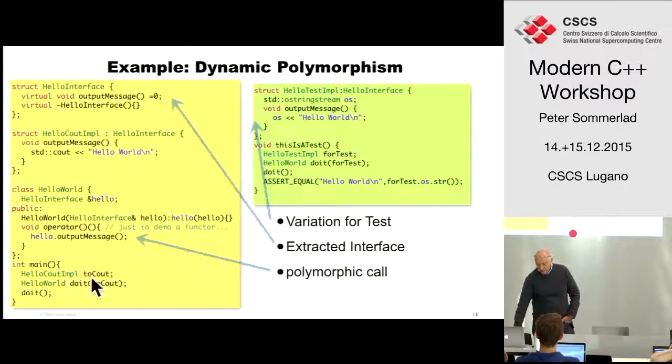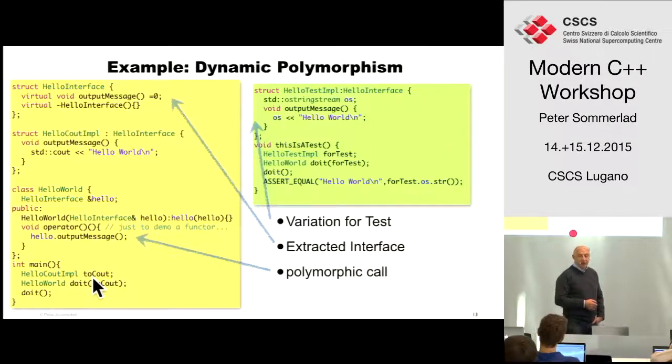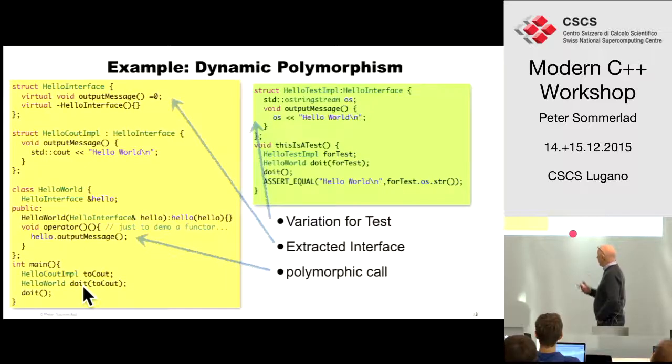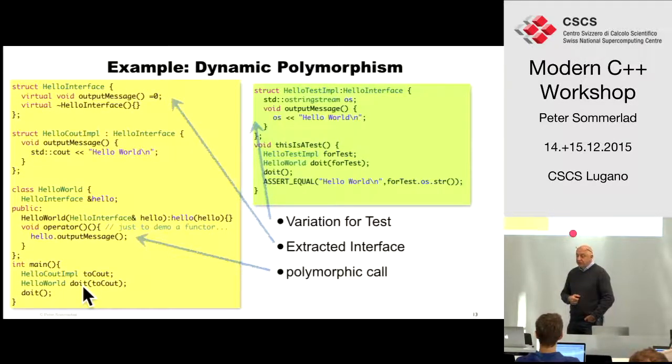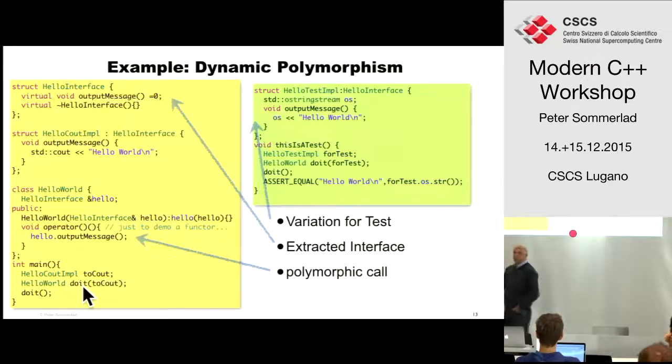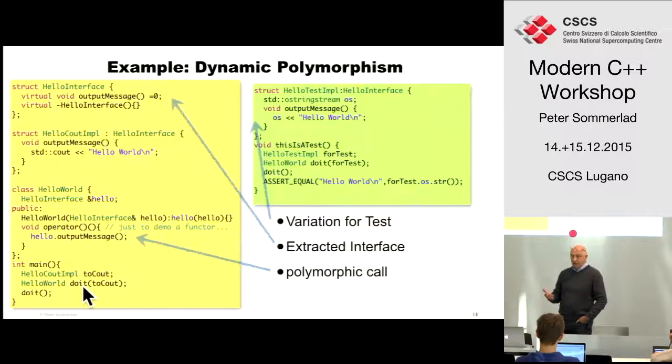In our main program, we just create our hello cout impl object, pass its reference to our hello world object called doit, and if we call doit's member function call operator, it will delegate to our toCout hello interface object to actually call out that. You see, we can actually use polymorphic behavior with stack allocated objects. We don't have to rely on the heap as many people think we have to when you do dynamic polymorphism in code. Let's say this is the simulation of the production system.